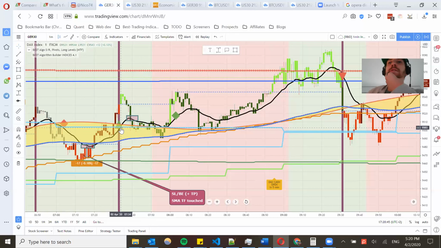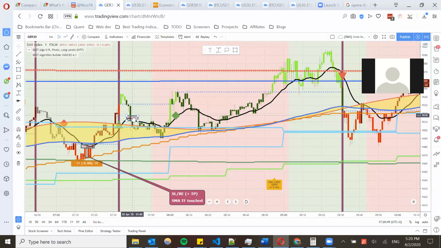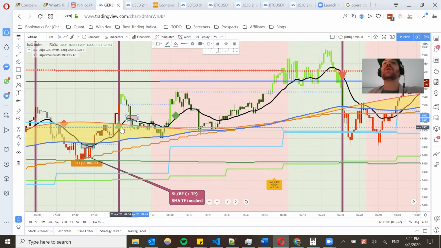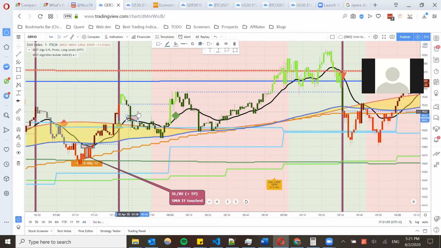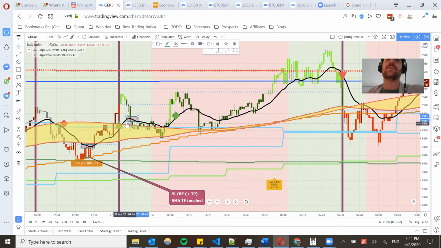Not really. If the pullback is in the cloud. If the pullback is in the cloud, yes. So in this example, it's outside the cloud, so it is the optimal entry. But what if this would be in the cloud? Okay. So do we take it or not? If you take it, yes. But if we assume the pullback is still below or in the cloud, then the entry will be here.